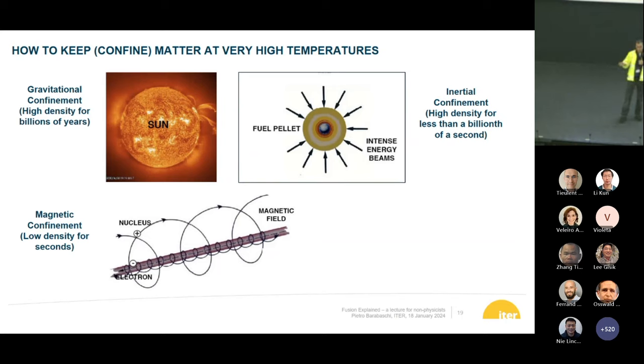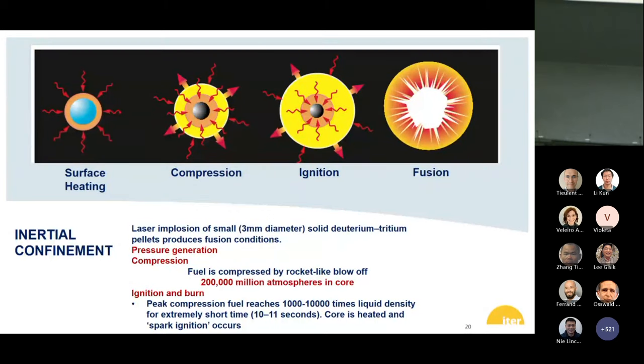But there are two paths that have been pursued and are being pursued on Earth. One is so-called inertial fusion, and the other is magnetic confinement. In magnetic confinement, you use a magnetic field. But let's look first at inertial confinement. There was a very interesting talk from Felice Albert, a scientist from Lawrence Livermore, where there is the biggest facility in the world to study inertial fusion. Maybe some of you have heard this talk. It was very interesting, and she describes this in much more detail than I will.